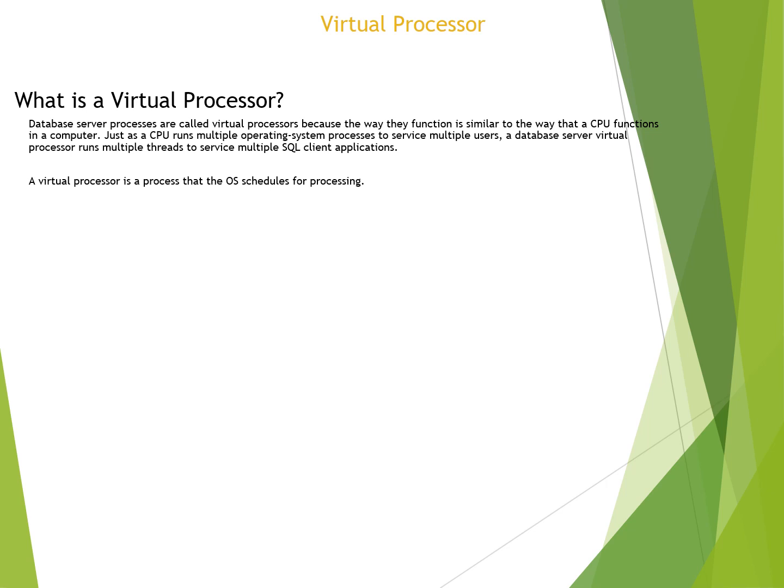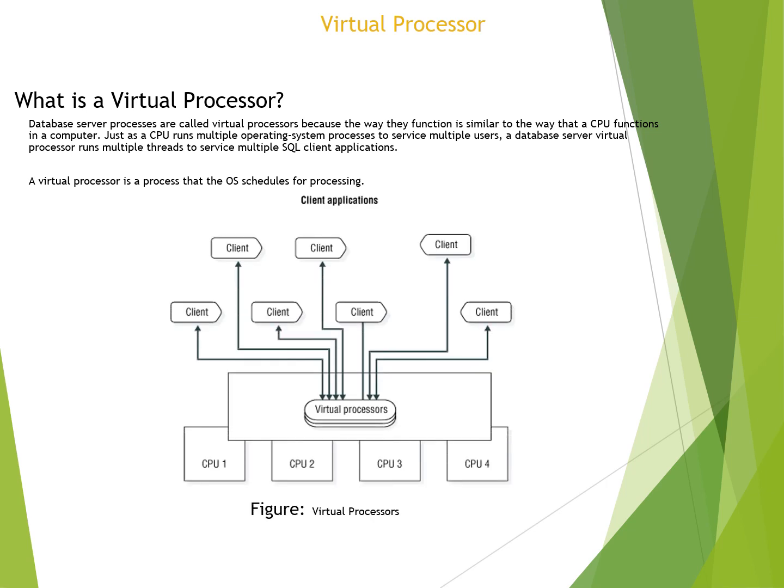So in this slide I am going to show you the virtual processor. What is a virtual processor? The database server processors are called virtual processors because the way they function is similar to the way a CPU functions in a computer. Just as a CPU runs multiple operating system processes to service multiple users, a database server virtual processor runs multiple threads to service multiple SQL client applications. A virtual processor is a process that the OS schedules for processing.